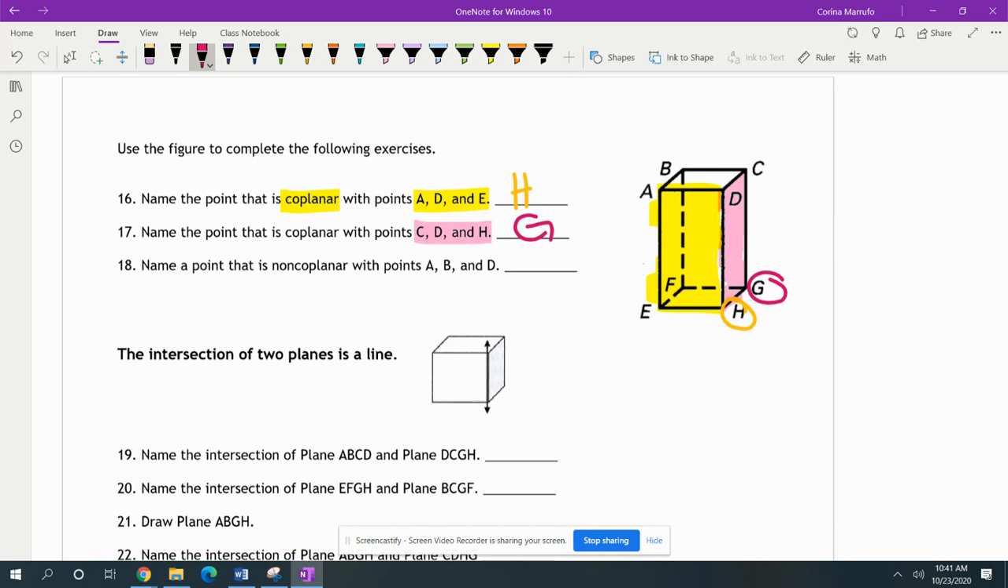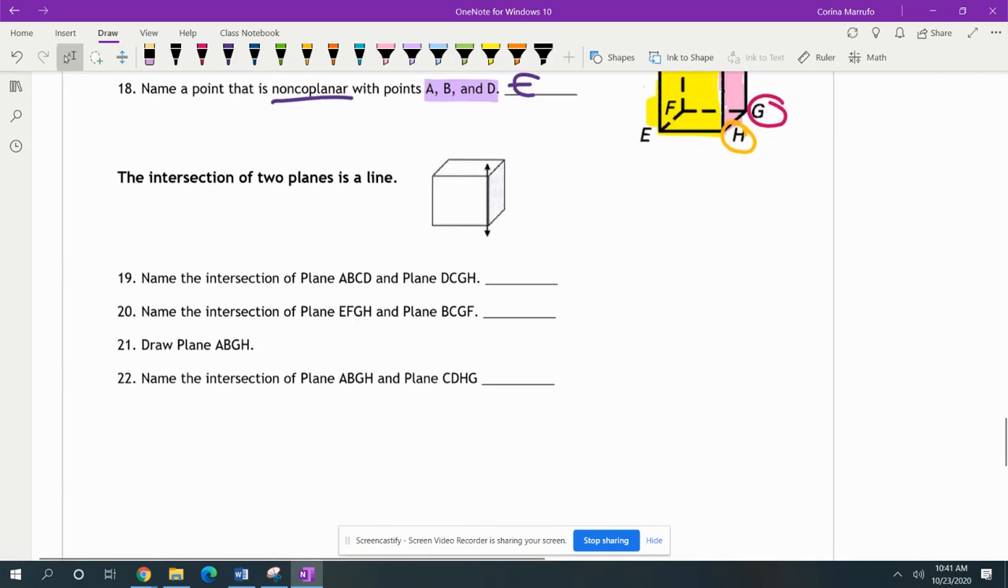And then the next one says, name a point that is non-coplanar with A, B, and D. So A, B, and D, this is this plane. And it wants a non-coplanar point. Well, the only one that's on the same plane is C. So you can give any letter except for C because we're looking for non-coplanar.